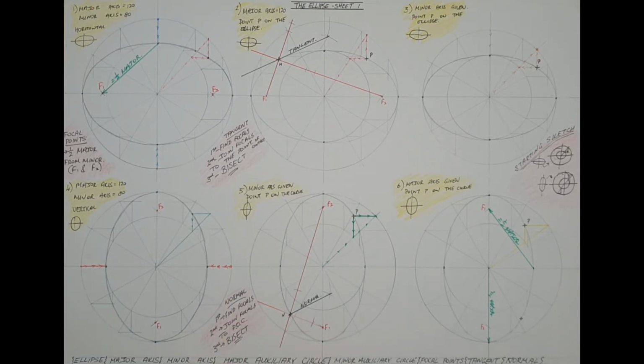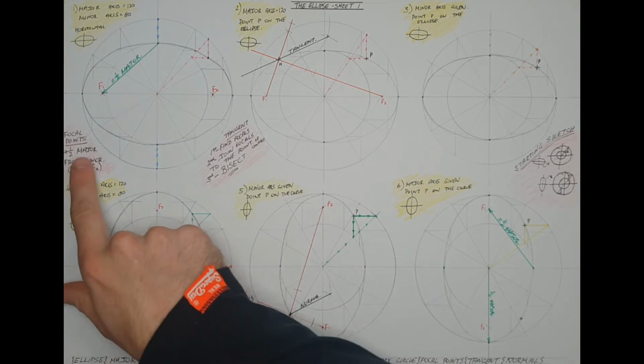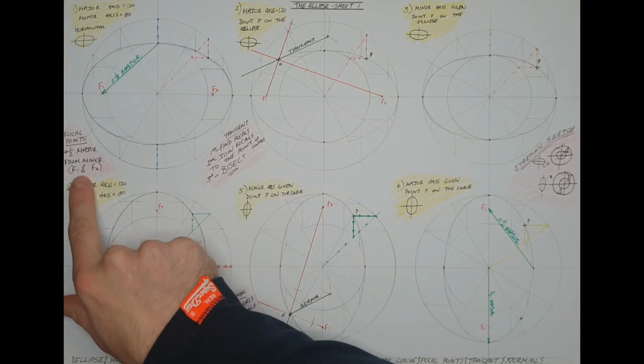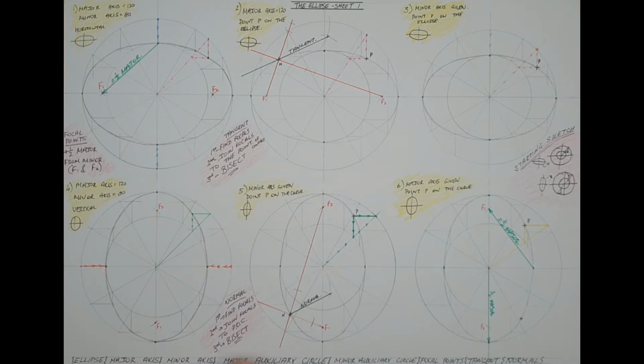Everything in red here, of course, is something that we had to think of, learn off, or know. So the focal points is half the major from the minor. There's our tangents and how we construct it, there's our normals and how we construct it, and of course at the bottom of that page we had a big long list of keywords and key terms.